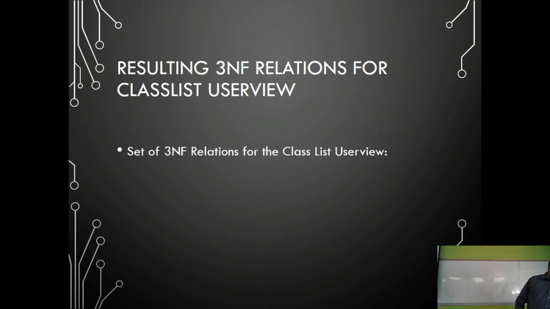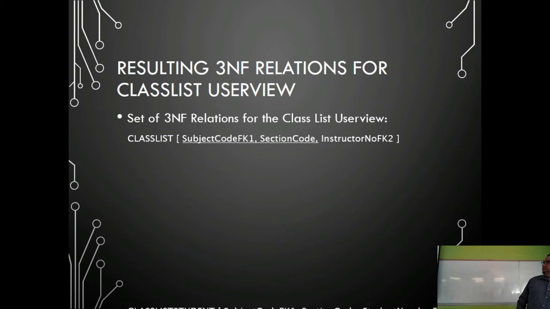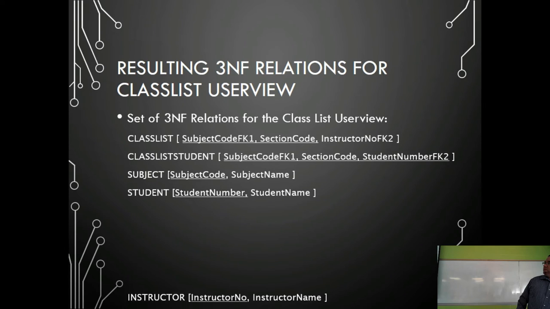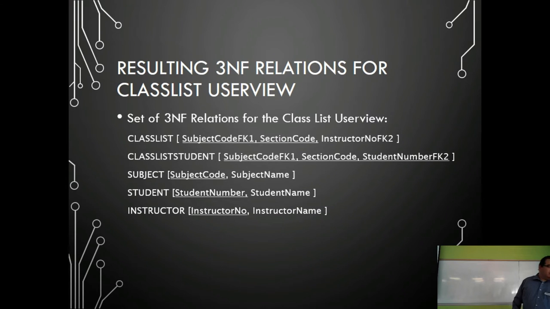And in the end, we have this set of relations, which is nice and clean. So class list: subject code, section code, instructor number, a bunch of foreign keys, and the actual values are all coming from these three relations. Subject, student, and instructor. All this does is map out which students are in what class with what instructor.